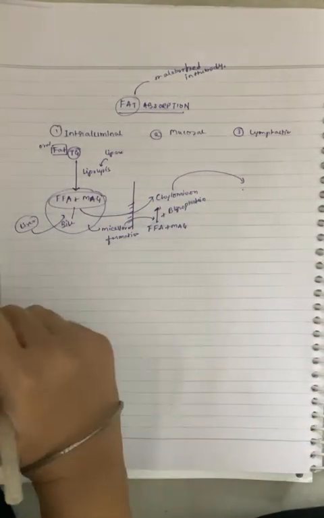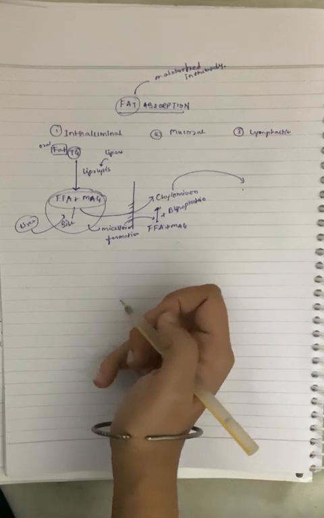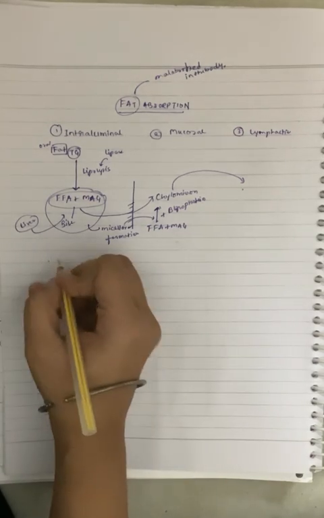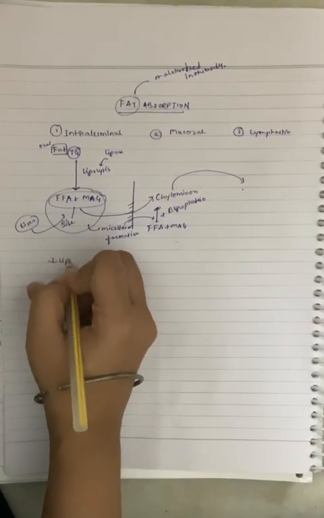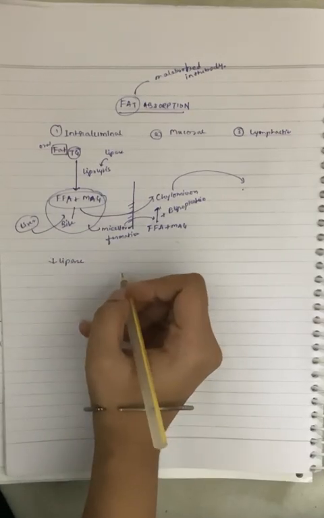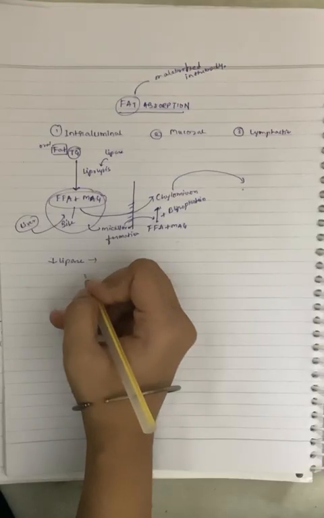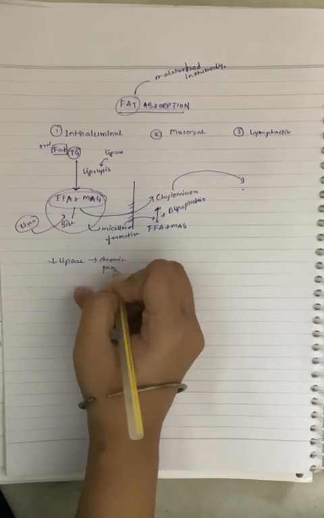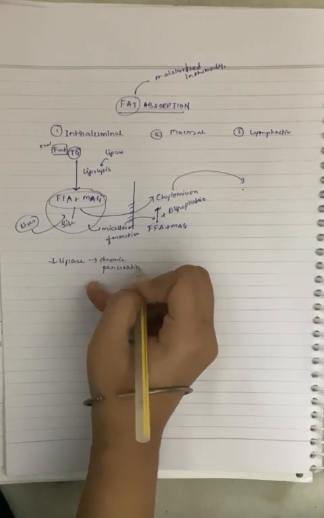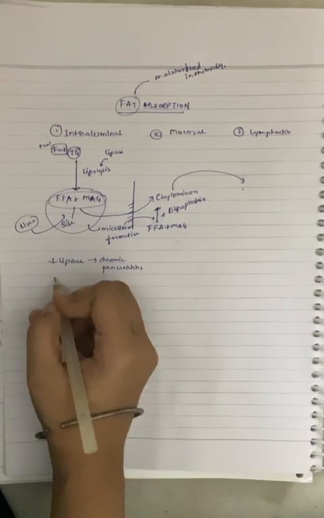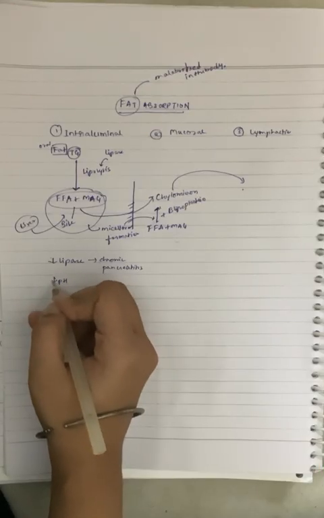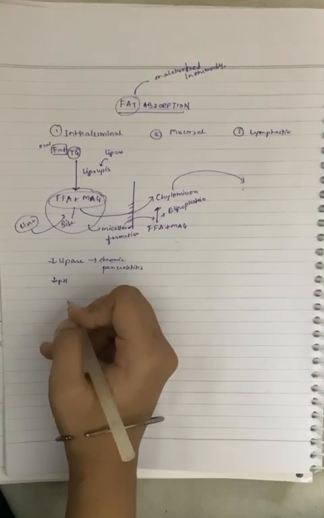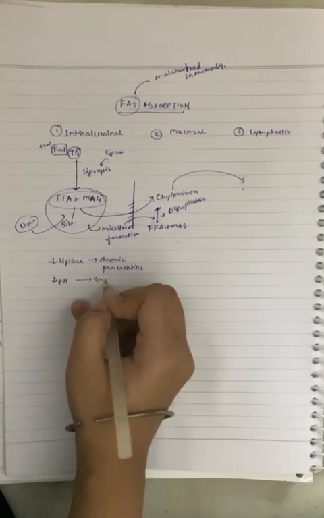Now, malabsorption. How does malabsorption happen? In the intraluminal phase, it can happen when there is decreased lipase secretion. So lipolysis doesn't happen. This is a cause of chronic pancreatitis. Then there is decreased pH. Decreased pH causes inactivation of this lipase. So this is also a cause, like in gastrinoma.